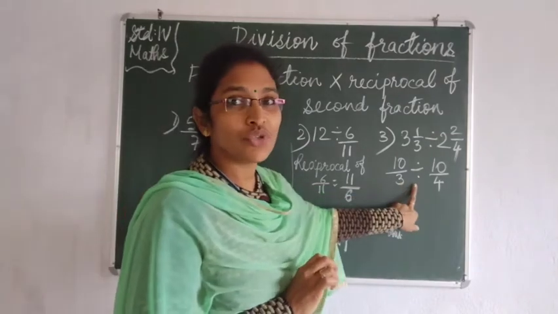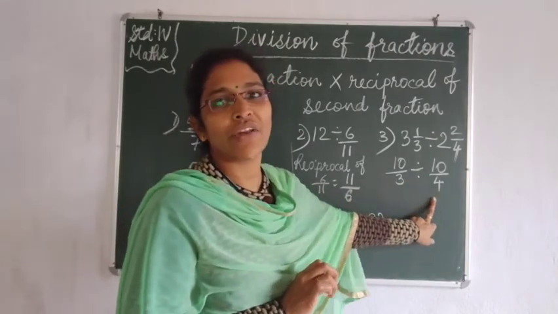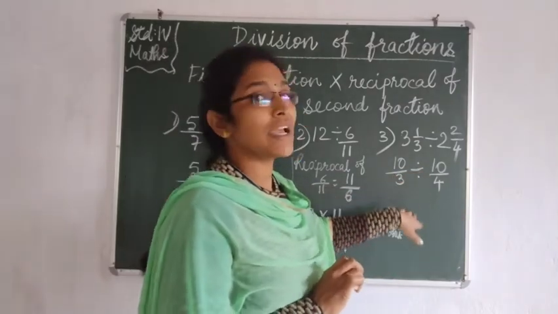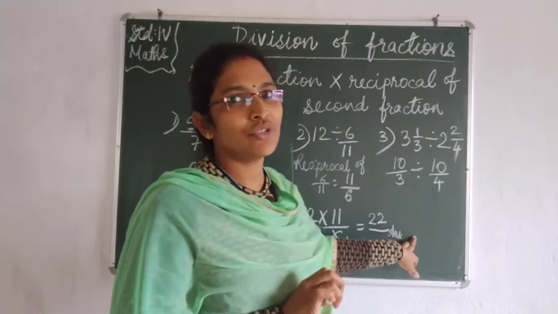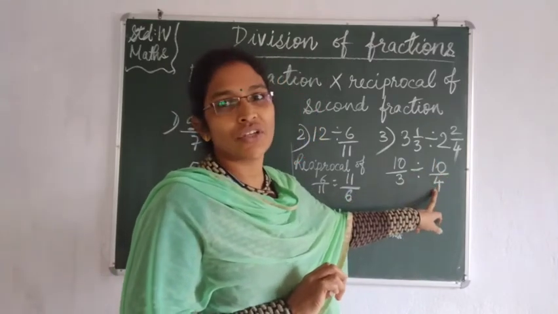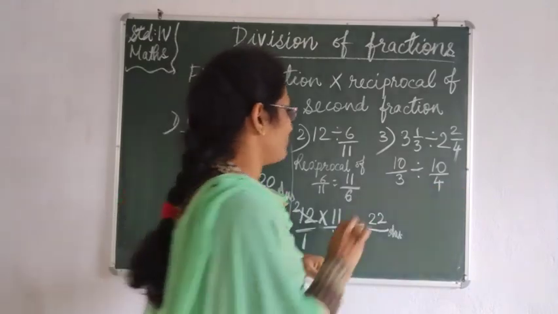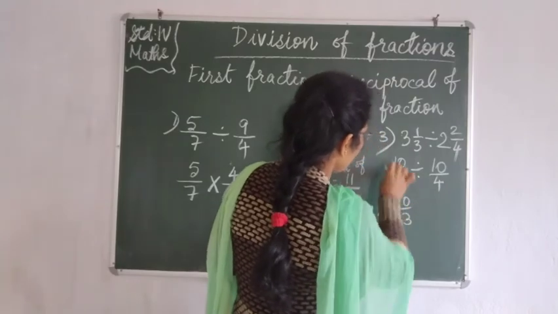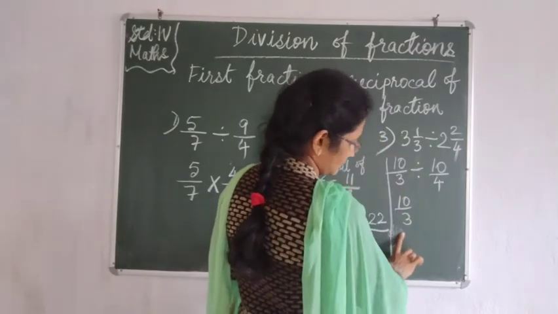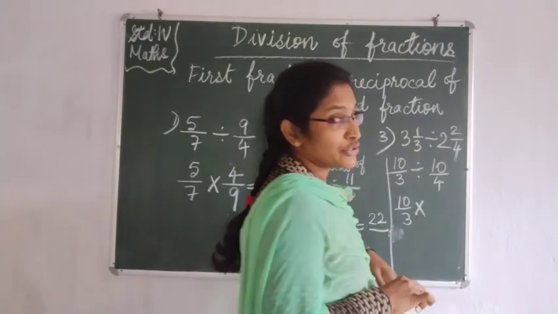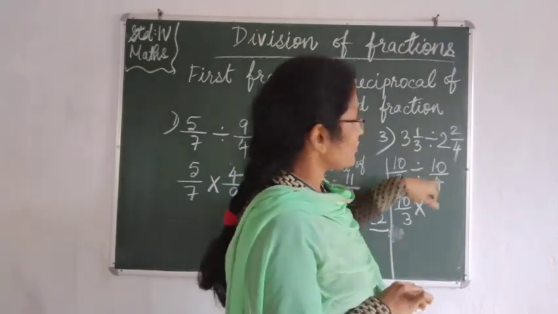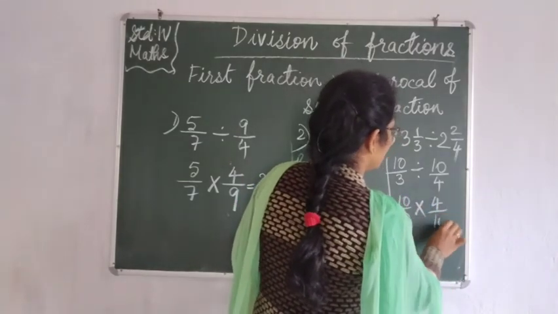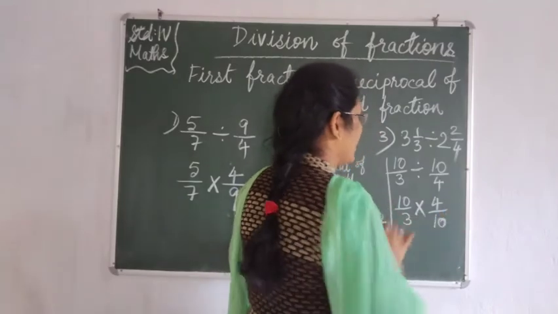As you change the sign, what to do? We have to change the second fraction into its reciprocal form. As you change the division sign into the multiplication sign, we have to change the second fraction into its reciprocal form. First fraction we will write as it is, 10 by 3. The division sign will be changed into a multiplication sign. The reciprocal of the second fraction is 4 by 10. 10 by 4 will become 4 by 10.